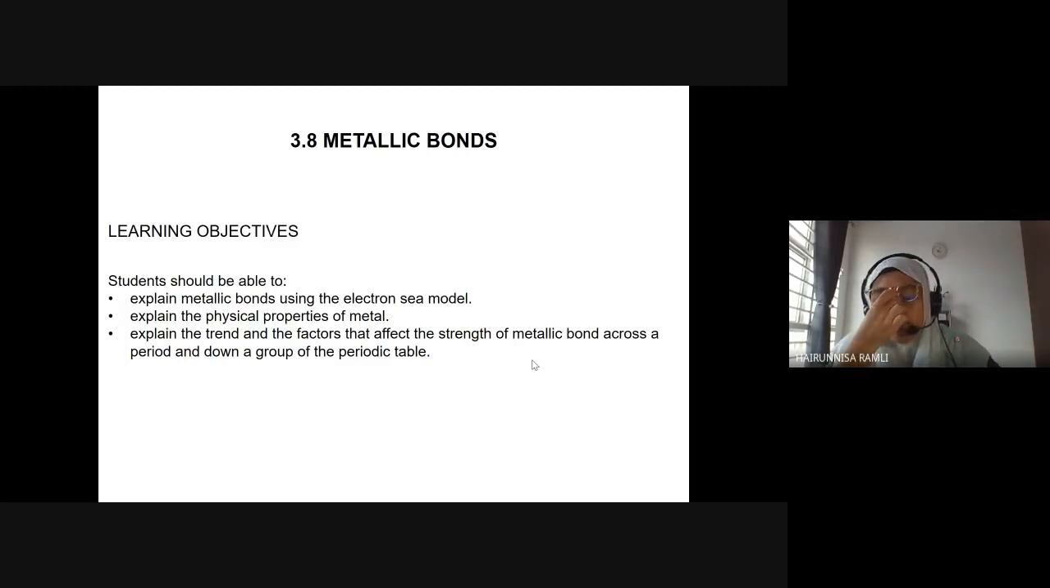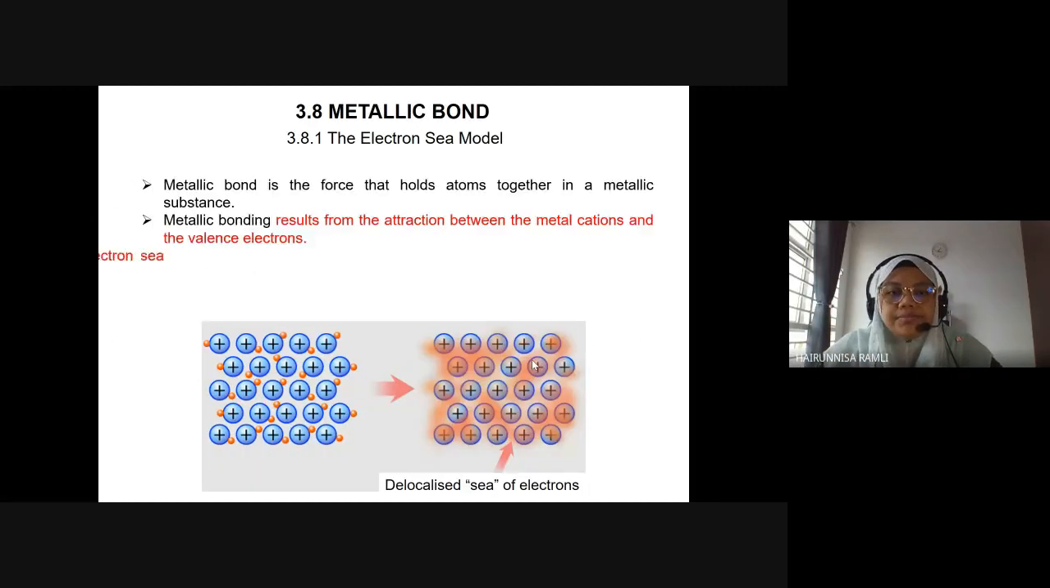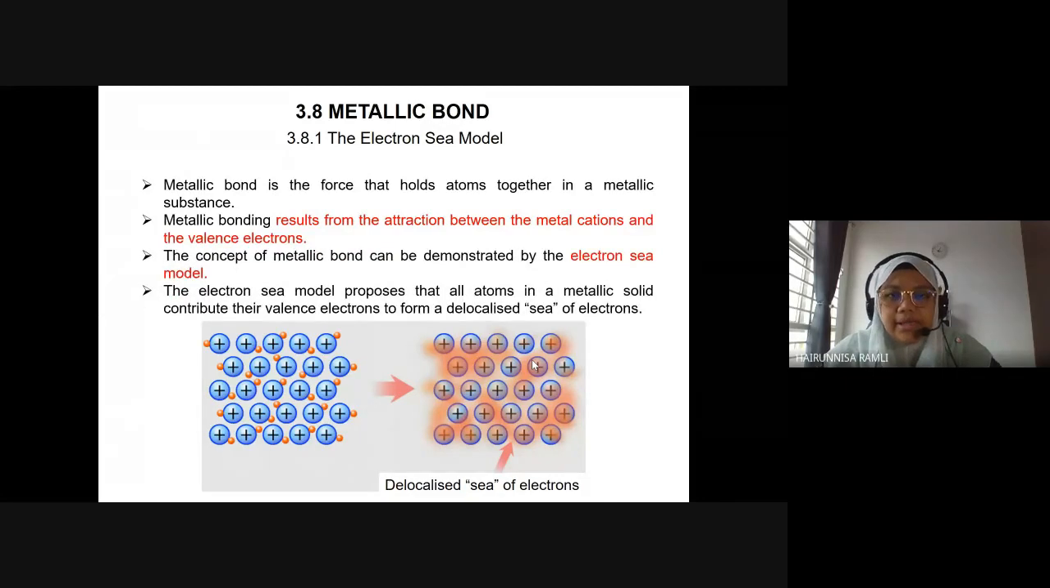At the end of this subtopic, you should be able to explain the metallic bond using the electron sea model. Later I will explain what the electron sea model is, and then explain the physical properties of the metal, and explain the trend and the factors that affect the strength of metallic bond. So it's based on predictable questions. Metallic bond is the force that holds atoms together in metallic substances. So maksudnya you have metal, and the bond happens inside it, between the atoms.